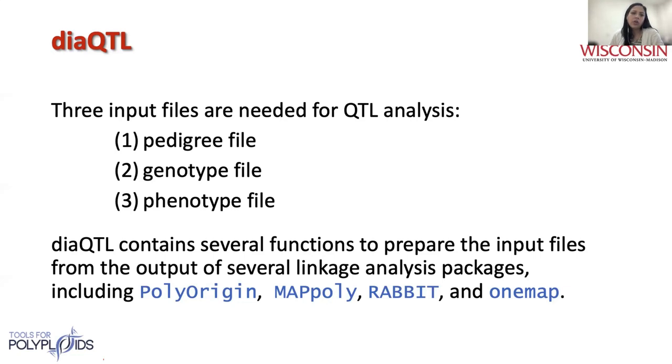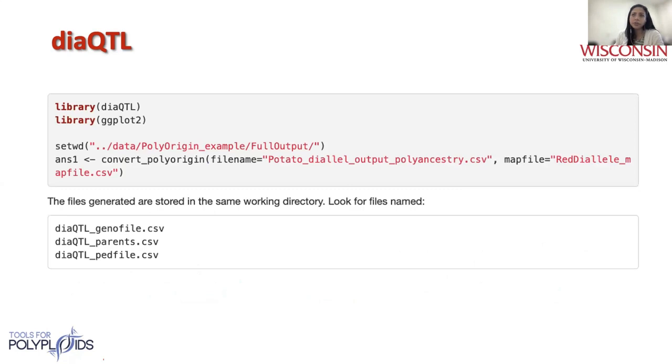For haplotype construction, you can use polyorigin, mappoly, rabbit, or OneMap. And QTL has a function for converting the outputs of each of these different packages into the files that you will need to run QTL. That is very, very helpful, and you will not have to deal with rearranging things or anything. It knows how to work with the outputs from other software.